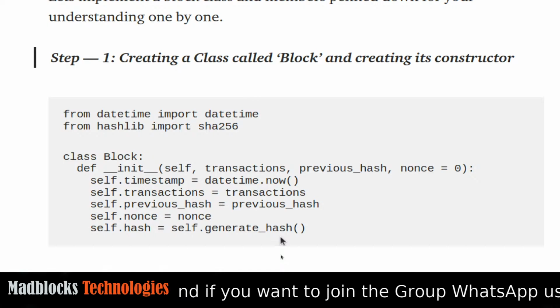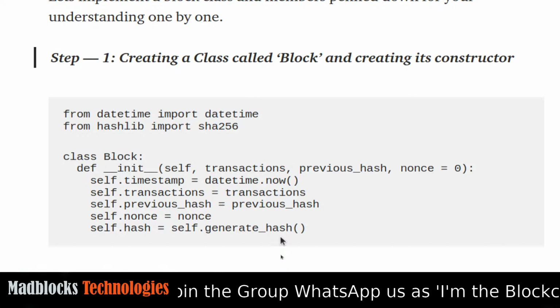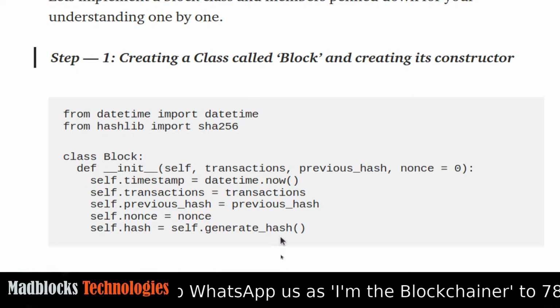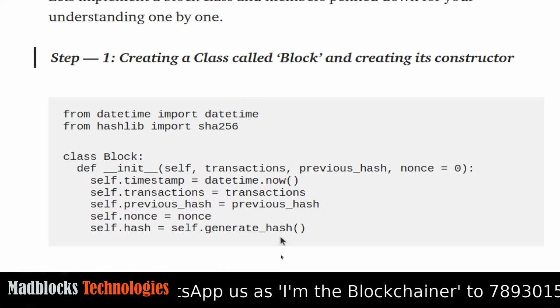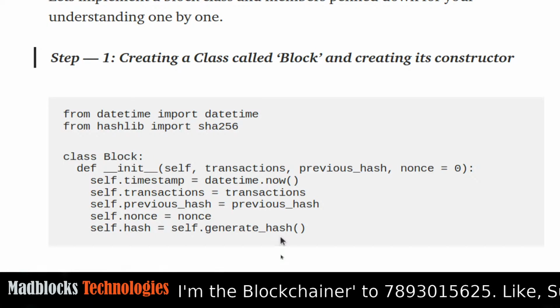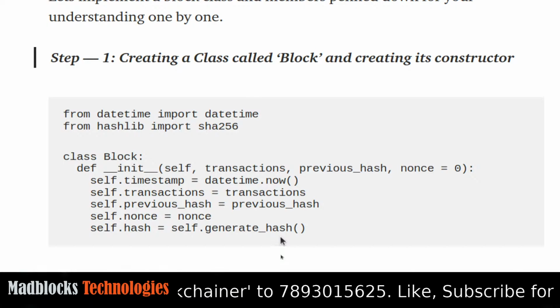So what are the parameters? Timestamp, at what time the block is created. Transactions, what is transactions? A piece of information. Previous hash, previous block hash. Nonce, so this is a random number which is generated in proof of work, but as of now the value is 0, by default value is 0. And next we have generated what? Hash of the current block.